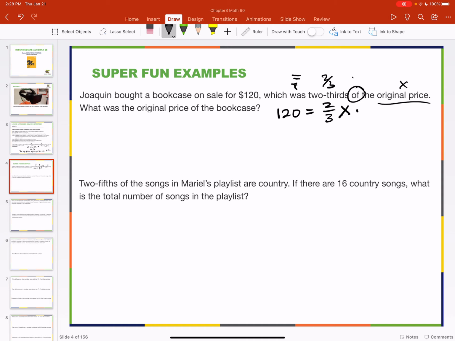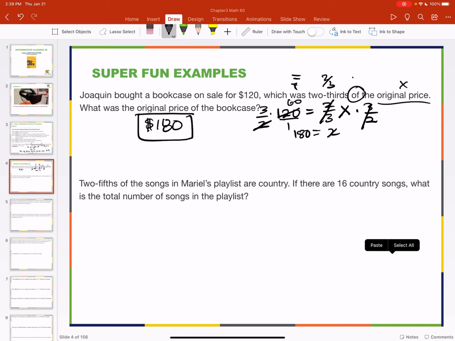Okay, so to solve, again, we multiply by the reciprocal. Okay, that would cancel this out here. You get X, and then this is over 1. What's half of 120? That's 60. 60 times 3 is 180. So the original price was $180.